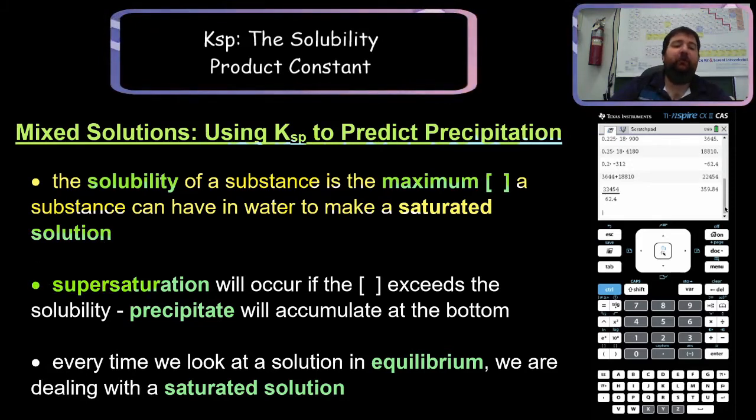When something is supersaturated, it has exceeded its saturation point, meaning there's so much salt in the water now that it can't all dissolve. You're going to have salt in the water, and solid salt in the water, I should say. And this is going to occur if the concentration exceeds the solubility point or its saturation point. And thus, a precipitate will accumulate at the bottom.